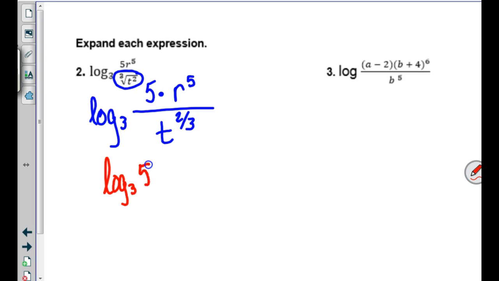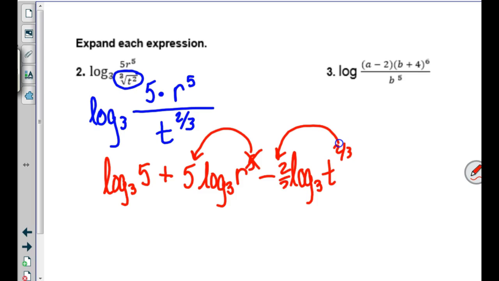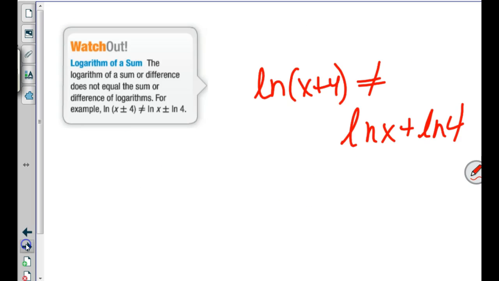Log base 3 of 5, then the times would be plus. That one can move out front of this log base 3 of r. You could write it here first, and then realize it needed to move out there. Yes, and then we need to subtract, and we'd have log base 3 of t to the 2/3, which can move out front of that one. Glorious, huh? All right, before we try the next one, I think I have a slide reminding us of this somewhere.